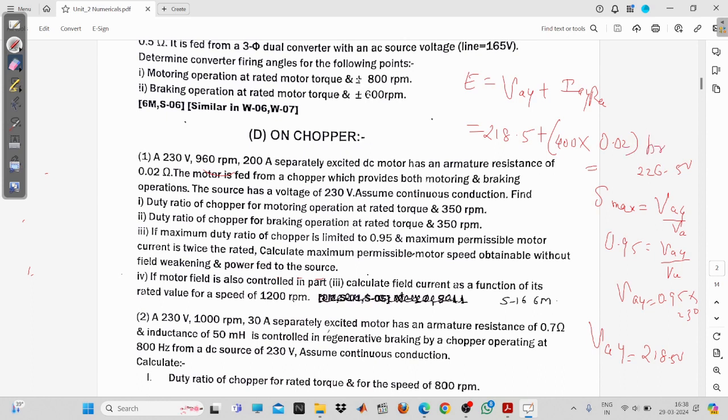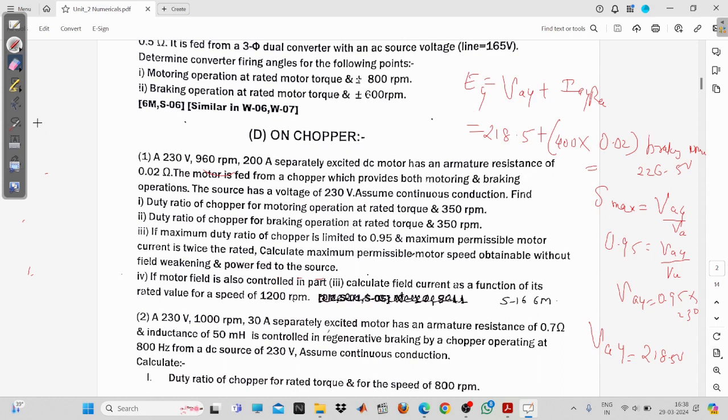This is a braking operation I am assuming, and that's why I have taken this as plus only, because I have assumed the braking operation. This is the value of E, I think it is E4. Then the next thing is to calculate the value of speed.